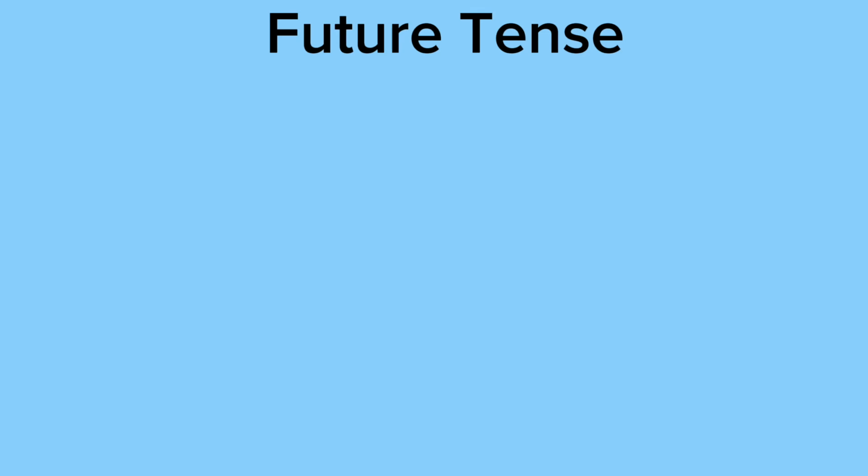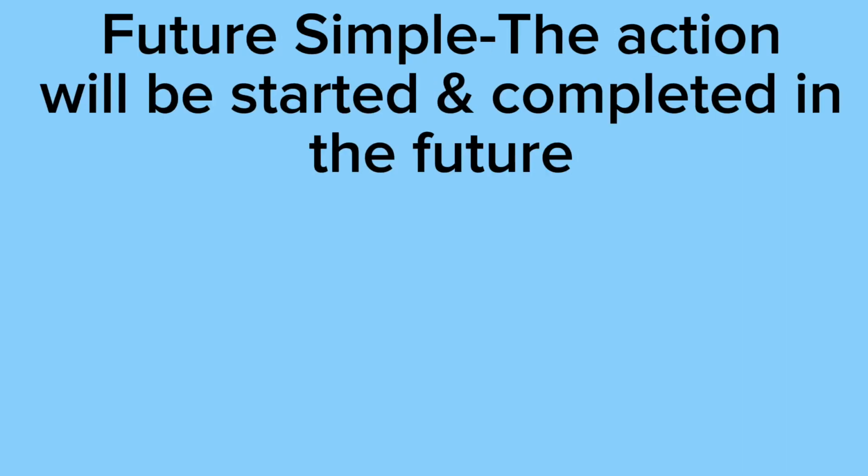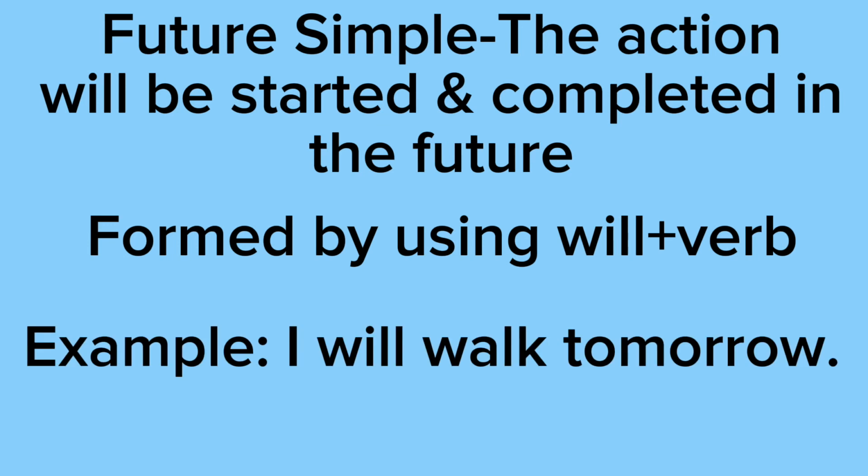Next, we have future tense, which means the action will happen after now. So what does future simple mean? Future simple means the action will be started and completed in the future. This is formed by using will plus the verb. This is simple. So our example says, I will walk tomorrow.